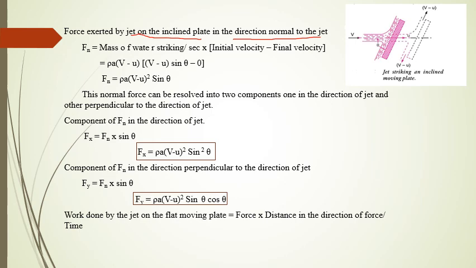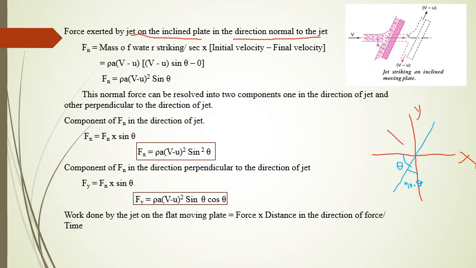Okay, now I am drawing the diagram. This is the direction of jet, that is Fx, and this is direction perpendicular to the jet, that is Fy. This is the inclined plate. I am drawing inclined plate in sky blue color. So this is the plate. This sky blue color represents inclined plate, and the angle between the plate and jet of water is theta. If this angle is theta, then this becomes 90 minus theta.